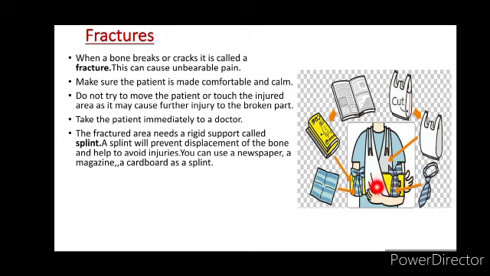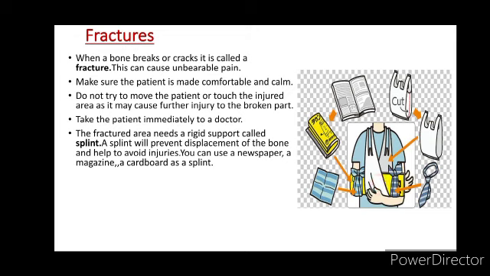All of you see here, this is the fractured area, right? This fractured area needs support. This support is called a splint. This splint will prevent displacement of the bone and also avoid injuries. And you can use a newspaper, a magazine, or a cardboard as a splint.